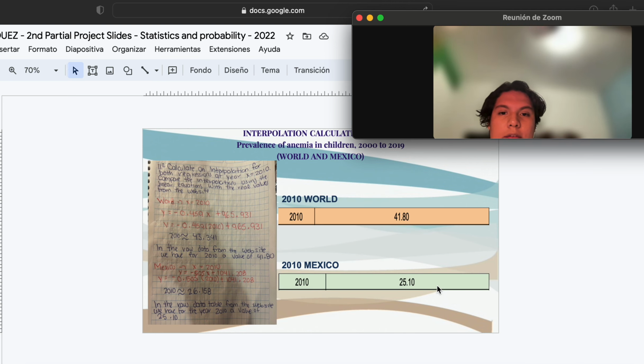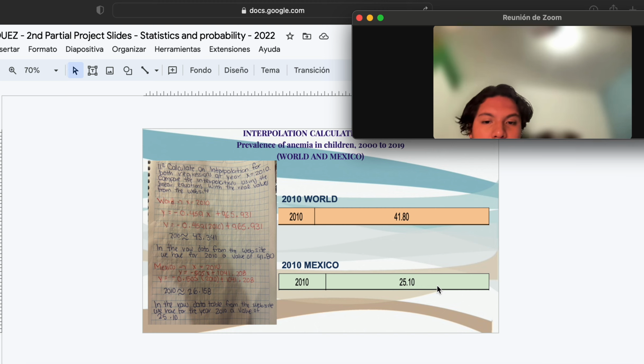This value we get is approximately 16.58. The interpolation calculation is basically the same as the extrapolation, but we only change the value of x. In this case, it's 2010, and we substitute it in the linear equation and do the calculations. For 2010 we get approximately 43.341 for the world, and for Mexico approximately 26.158.